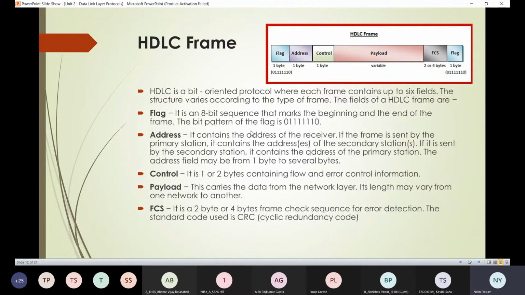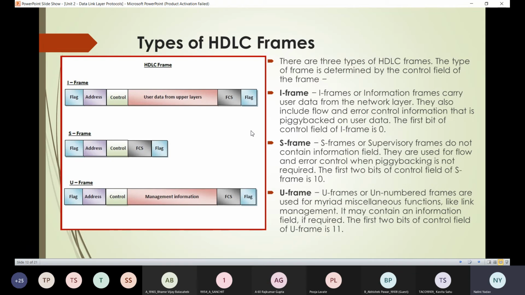Understood all of you? And lastly, again we have a flag to show the end of the HDLC frame. Right? So this is all about the PPP and HDLC protocol. Now let's look at the types of the different HDLC frames. Right? So there are different types. The first type is I frame, then we have an S frame, and we have a U frame. Correct. Now what is this I frame?